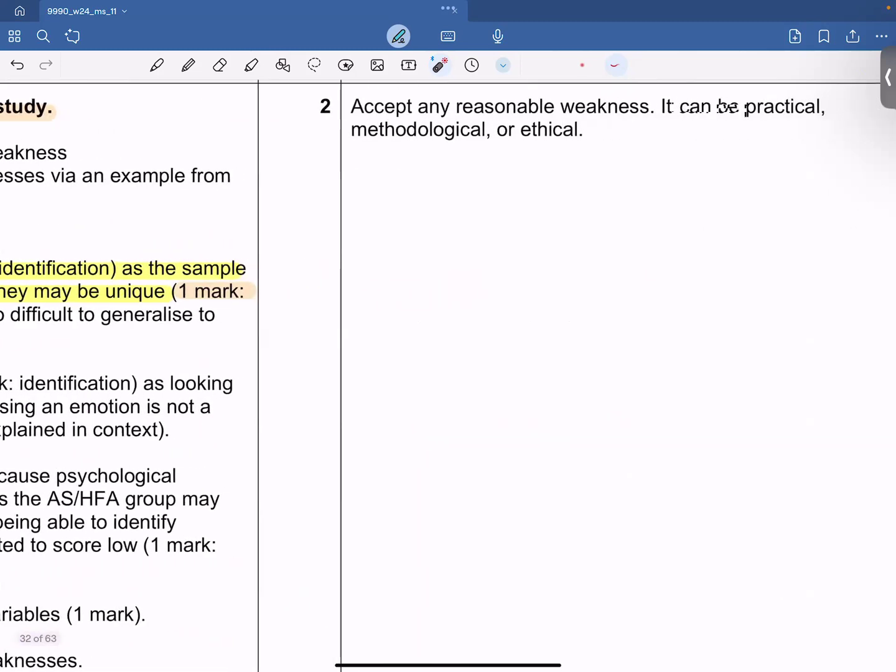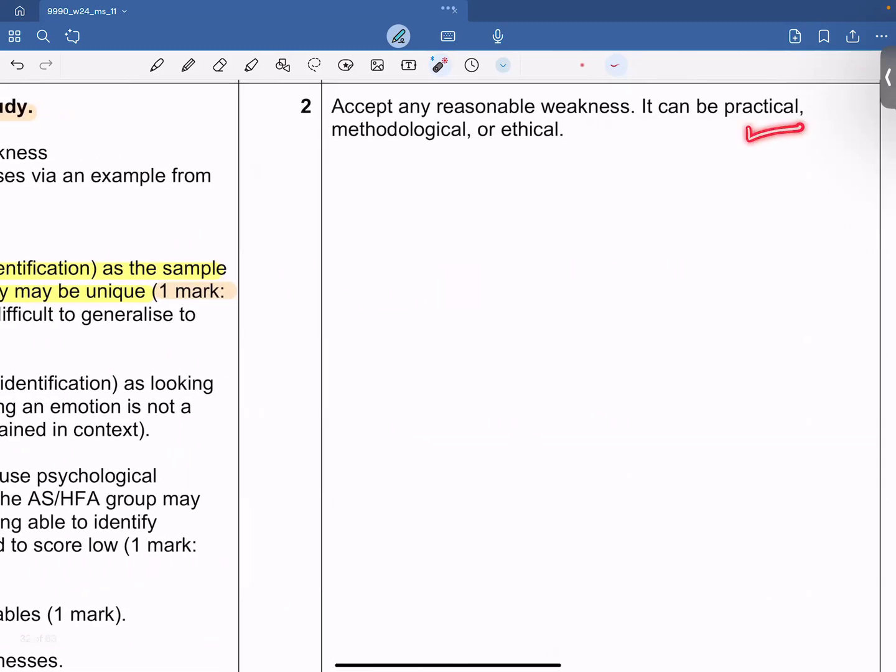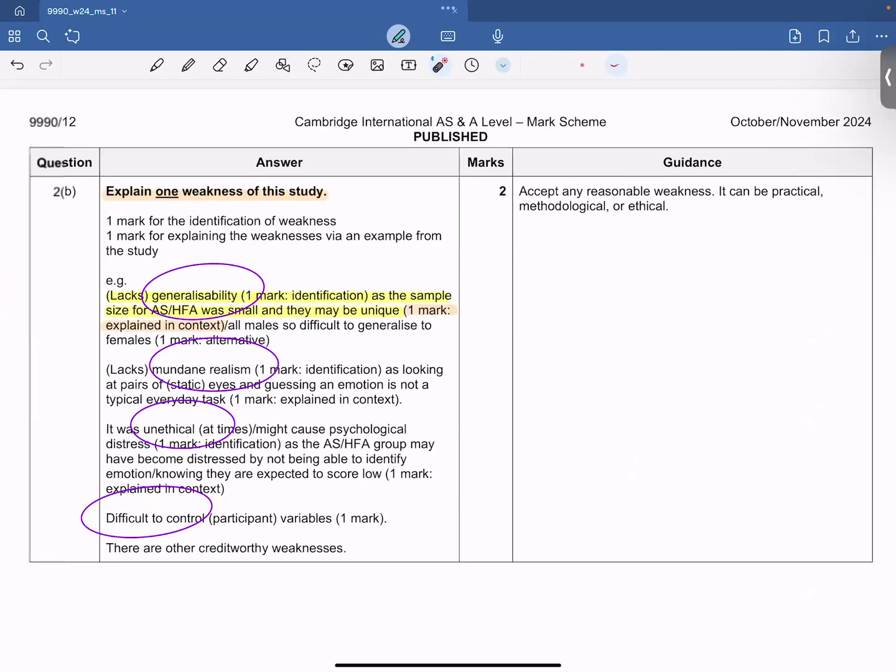So, accept any reasonable weakness, it could be a practical weakness, a methodological weakness, or ethical weakness. Now, a practical weakness over here was the difficulty in terms of controlling participant variables. Methodological weakness was about how the first group, that is the autistic group, did not have females in it, and hence the findings could not be generalizable to females. An ethical weakness over here could be the psychological distress that the participants from group number 1 had encountered.